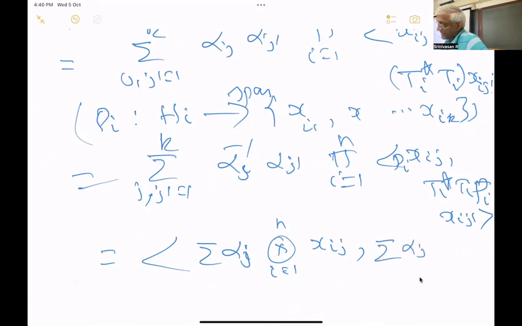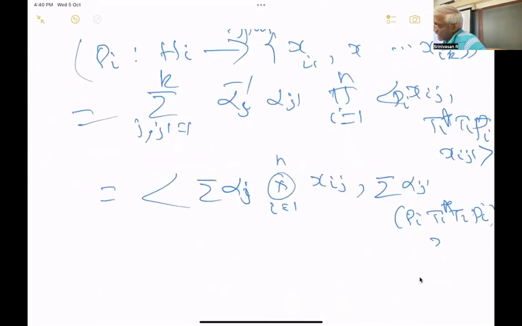Summation alpha j prime, then P_i T_i star T_i P_i, acting on x_ij prime, tensor product over i equal to 1 to n, j prime. The thing is, these are finite dimensional operators and self-adjoint operators. This P_i T_i star T_i P_i is self-adjoint, a finite dimensional operator, and this is all happening inside a finite dimensional vector space. So you can use the thing from before.